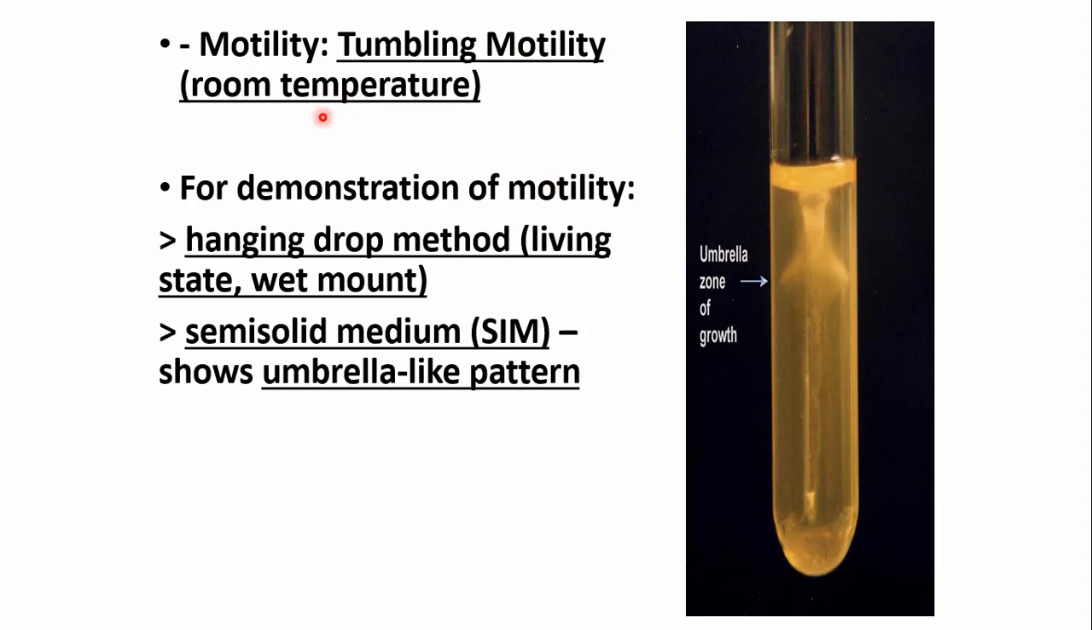If you want to demonstrate its characteristic motility, you can use such tests as the hanging drop method, even SIM. This is SIM. In SIM, it shows an umbrella-like pattern or umbrella zone of growth, an indication of its motility.